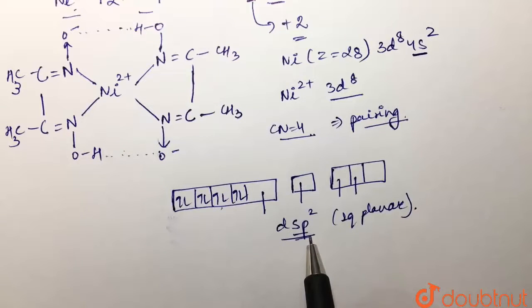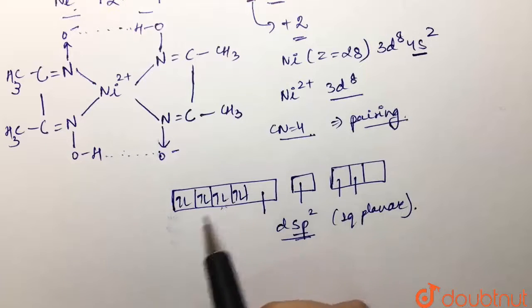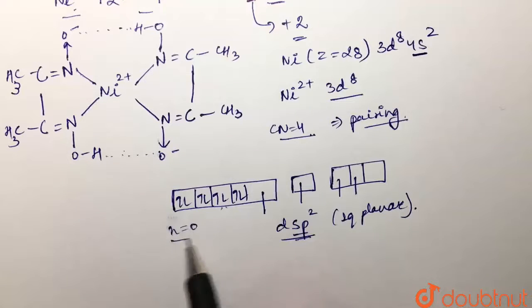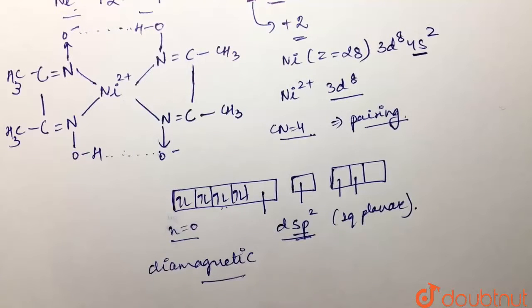Then the third part is to state whether the substance is paramagnetic or diamagnetic. Now over here all the electrons are paired. Our n value is 0, that is, the number of unpaired electrons. We do not have any unpaired electrons. All the electrons are paired, and hence we can say that this is a diamagnetic species. So these are our answers to the question.